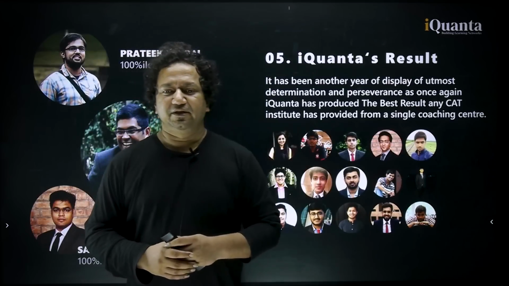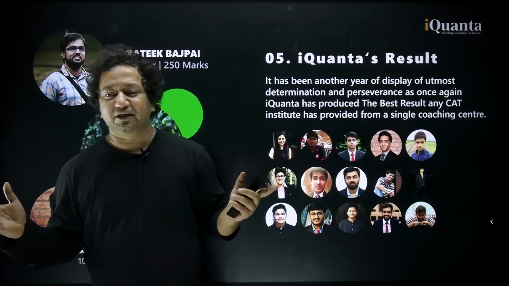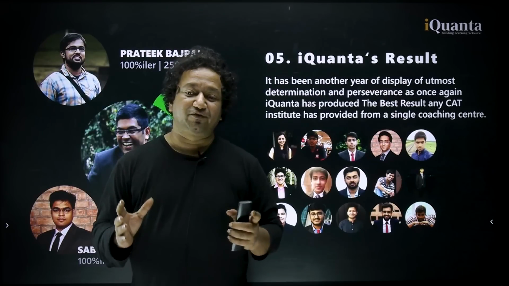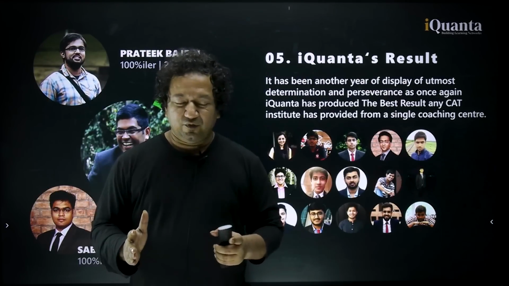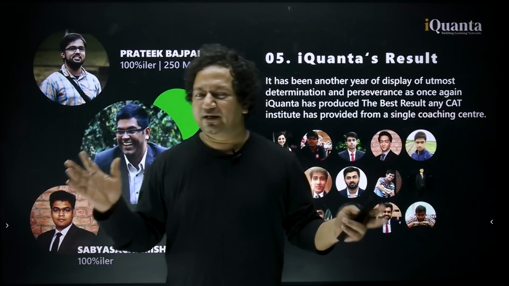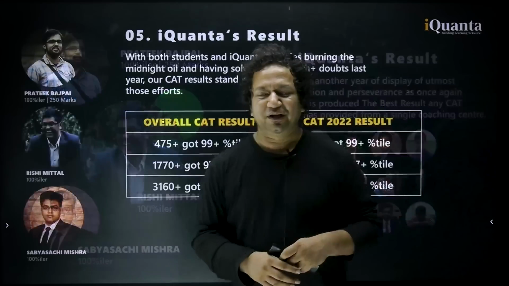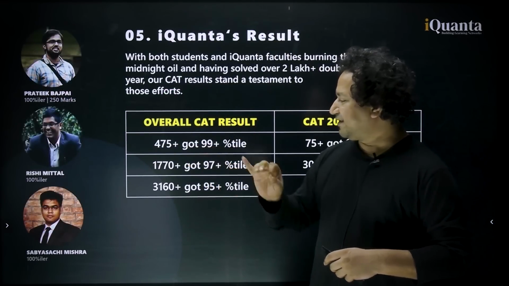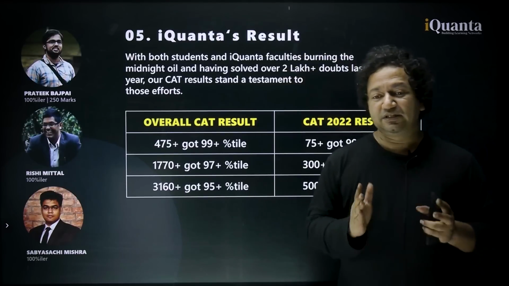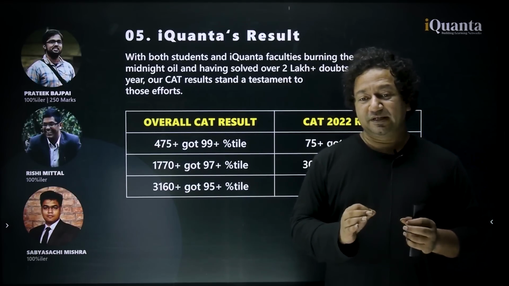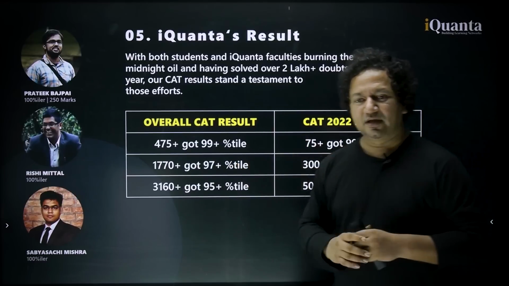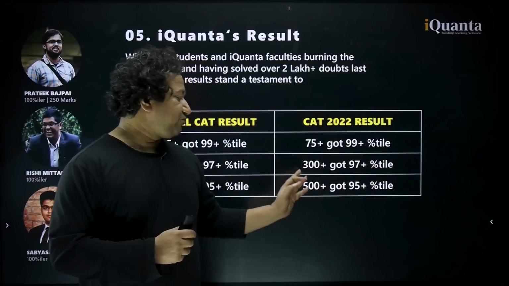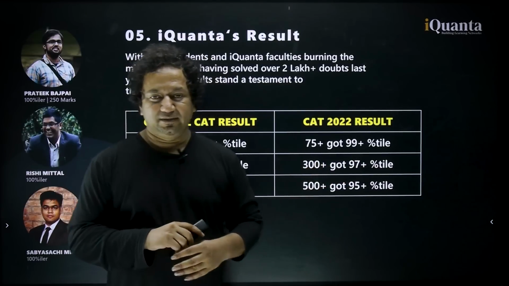Look at this, iQuanta's result. It has been another year of display of utmost determination and perseverance, as once again iQuanta has produced the best result any CAT institute has provided from a single coaching center. We have n number of IIM converts, n number of 99 percentilers, and look at this screenshot. Overall CAT result, 475 plus got 99 percentile, that's huge. 1770 plus got 97 percentile. 3160 plus got 95, that is the overall result. Coming to last year's result, 75 plus got 99 percentile, 300 plus got 97 percentile and 500 plus got 95 percentile.